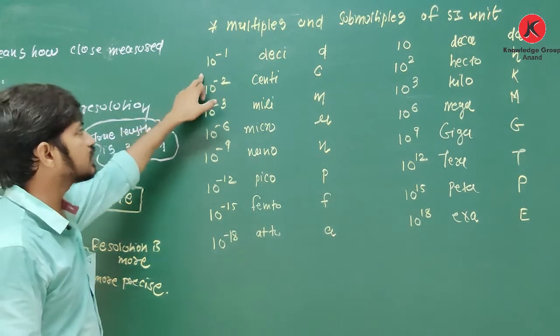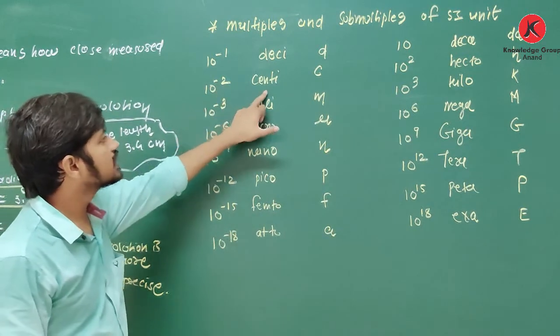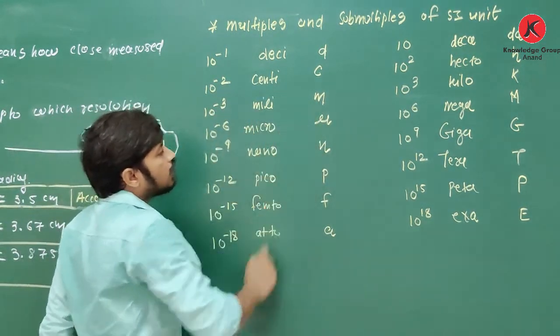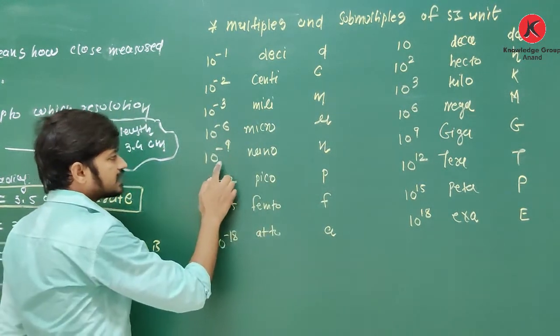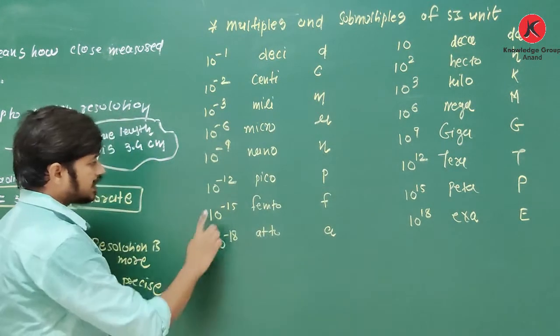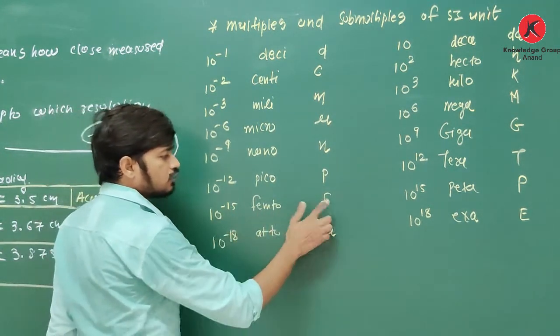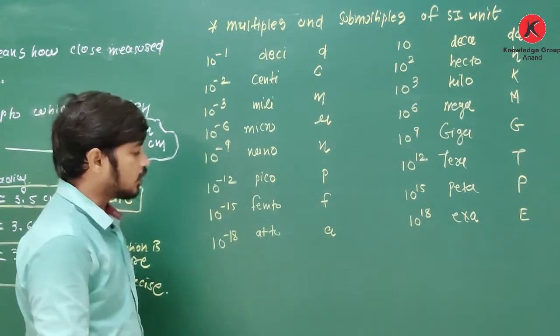10 raised to minus 1, deci, indicated by small d. 10 raised to minus 2, centi, small c. 10 raised to minus 3, milli, small m. 10 raised to minus 6, micro, mu. 10 raised to minus 9, nano, small n. 10 raised to minus 12, pico, small p. 10 raised to minus 15, femto, small f. 10 raised to minus 18, atto, small a.